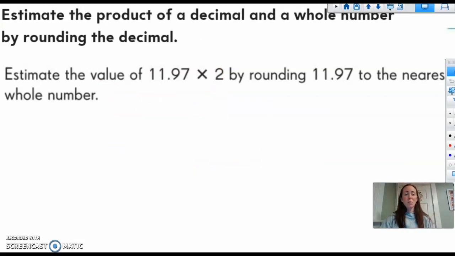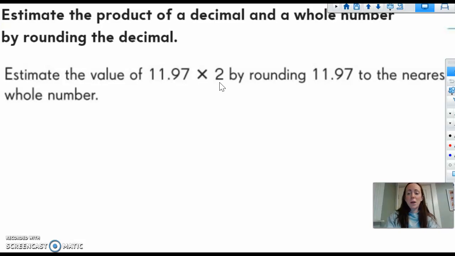Okay, so now I'm going to be taking a look at how to estimate the product of a decimal and a whole number by just rounding the decimal. So you'll see that I have my decimal number right here, 11 and 97 hundredths times 2. I'm only going to focus on rounding my decimal for this problem. The 2 is going to stay the same because I can mentally do 2 times another number. I don't have to worry about changing that 2.